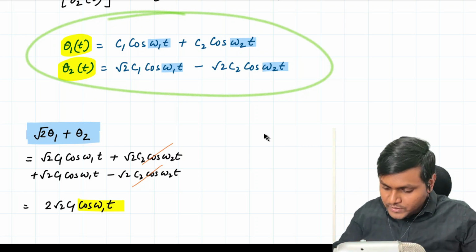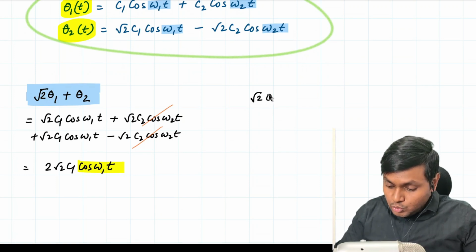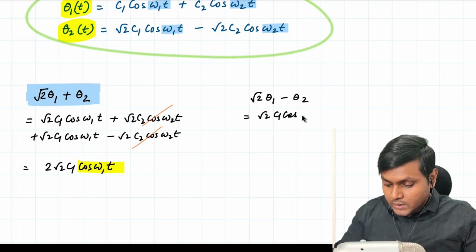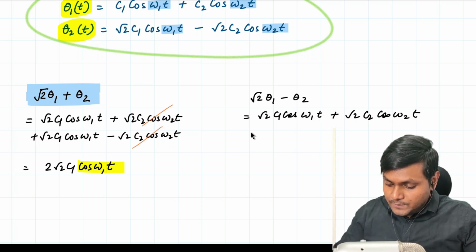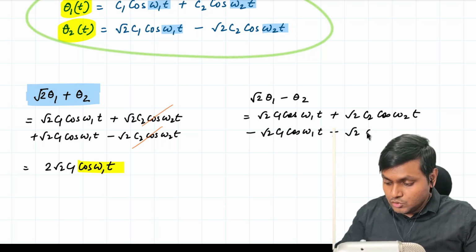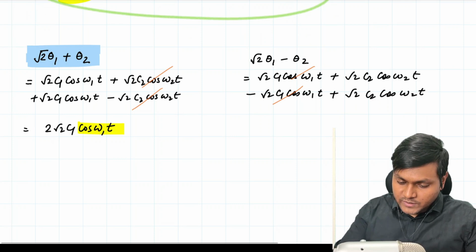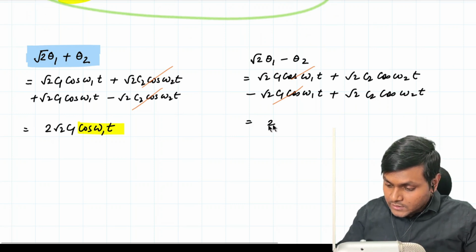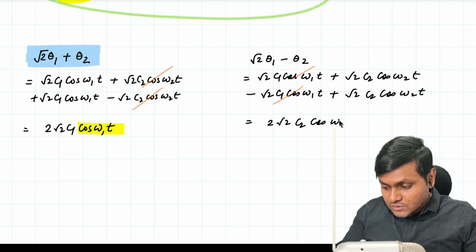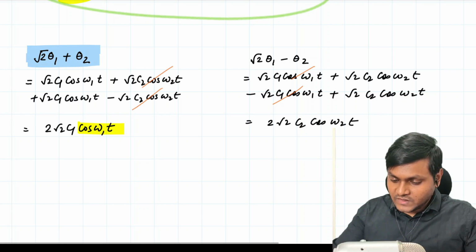Similarly, if I also take another linear combination of theta 1 and theta 2, let's suppose I take root 2 theta 1 minus theta 2, then this simply becomes root 2 C1 cos omega 1 t plus root 2 C2 cos omega 2 t minus root 2 C1 cos omega 1 t plus root 2 C2 cos omega 2 t. Here the first term and the third term cancel out and I end up getting 2 root 2 C2 cos omega 2 t. So I end up getting a sinusoidal variation here.